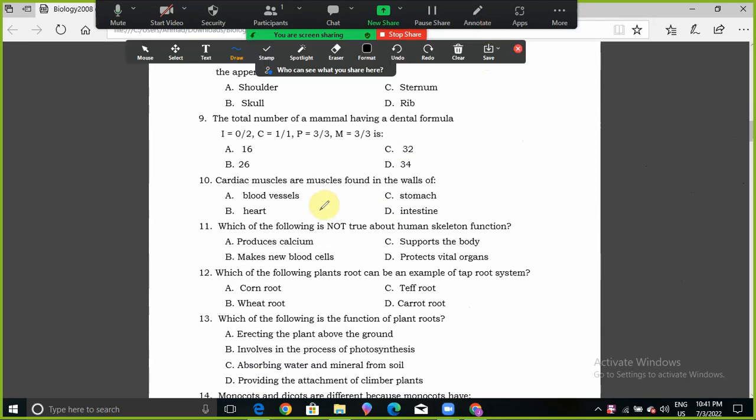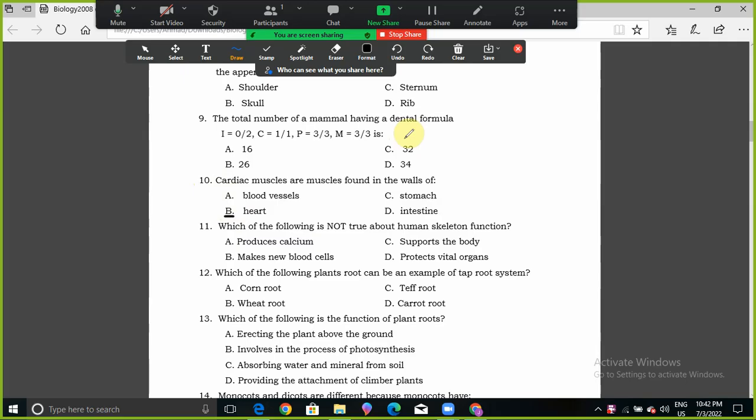Now, in question number 10, cardiac muscles are muscles found in the walls of what? Blood vessels, heart, stomach, or intestine? Now it says cardiac muscles are muscles found in the walls. What's the meaning of cardiac muscles? Cardiac muscle is found only in the walls of the heart. Why? Because these are cells or muscles that are inside and found only in the walls of the heart. So that means the correct answer for question number 10 is B.